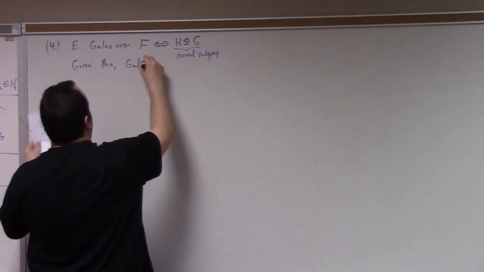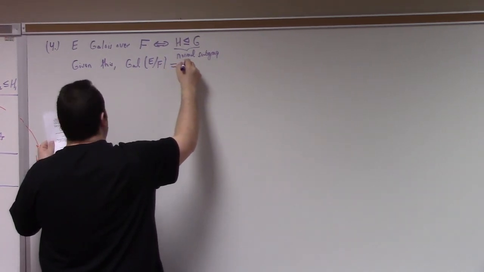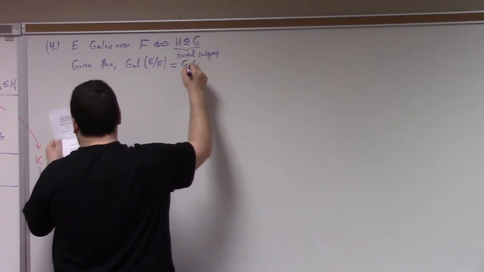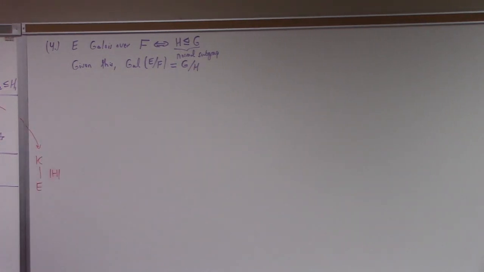Galois group of what? Galois group of E over F is equal to the quotient of G by H. More generally, he says, even if H is not necessarily normal in G, the isomorphisms of E into a fixed algebraic closure of F containing K, which fix F, are in one-to-one correspondence with the cosets sigma H of H in G.